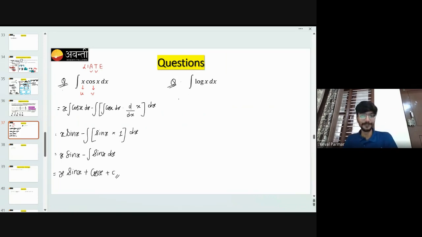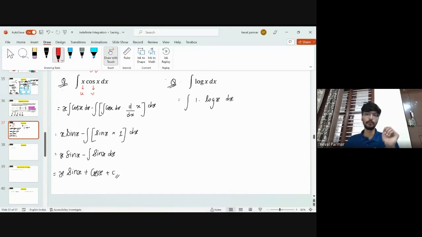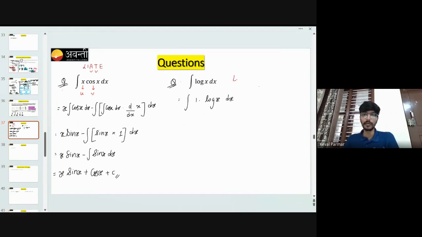But as you may know, we can write this as 1 into log x. Correct? I can write it as 1 into log x. So let's check who will be u and who will be v. According to LIATE, one is algebraic and the other is logarithmic. So which comes first? First is the log function. So this will be u and this will be v.